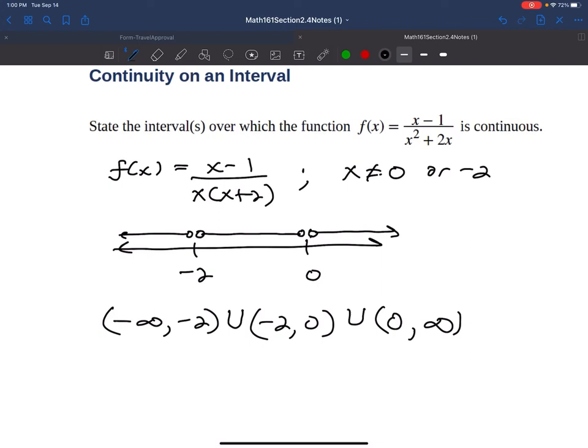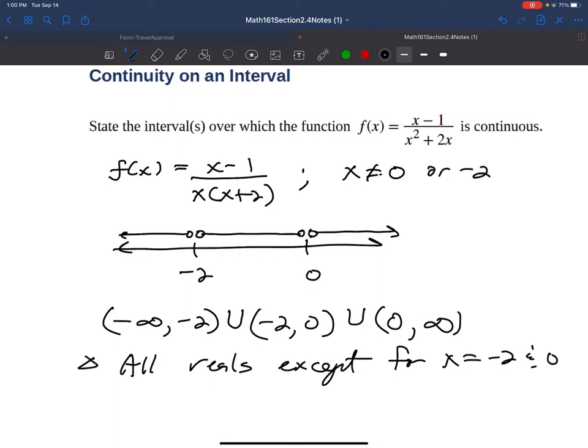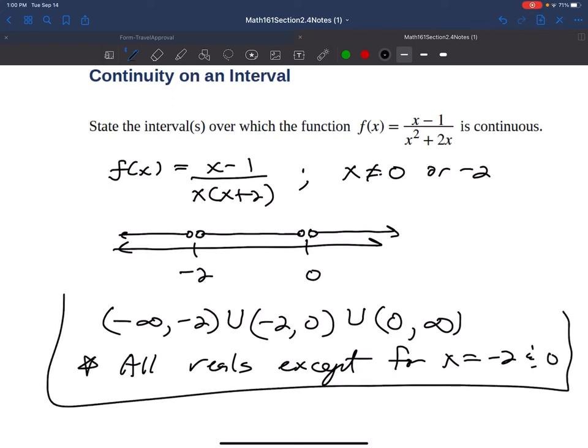Okay? You could also write it in words, all reals except for x equaling -2 and 0. Okay? That's another way to say it. You could say it in words. But that's how you write it in intervals. That's a review of pre-calc as well, if you remember that.